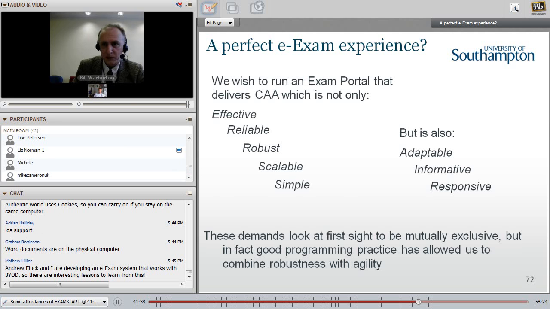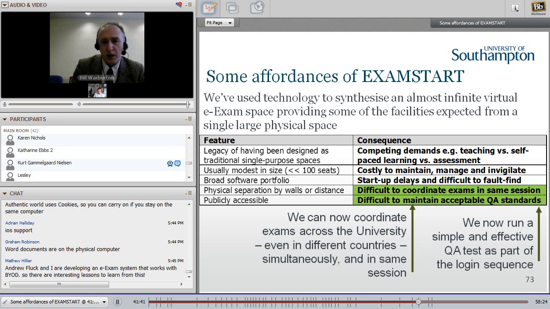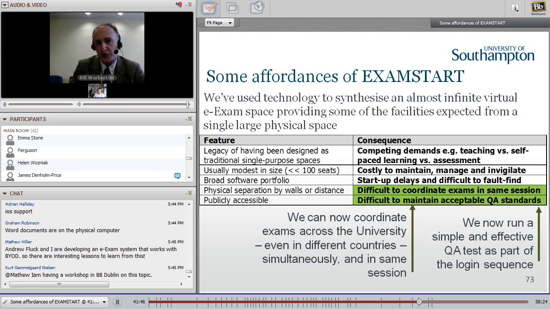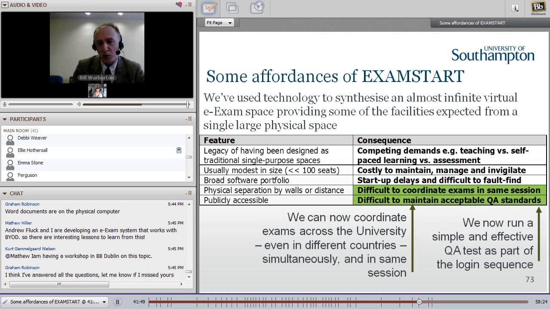I'll come back to a point I mentioned right at the start, some of the affordances of EXAMSTART. What we've really done, when you look at it from a bird's eye view, is to provide an almost infinite virtual exam space, providing some of the facilities that you might expect from a large physical space, which we cannot afford. So the legacy of having these small traditional single-purpose inflexible spaces, the consequence of that are these competing demands, amongst other things.